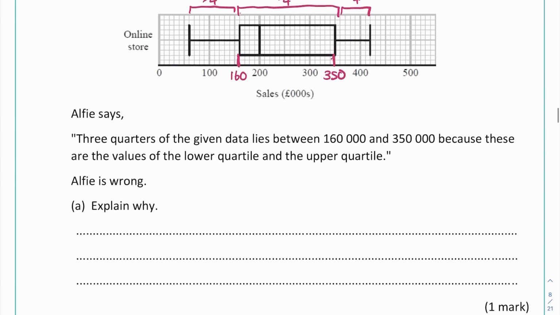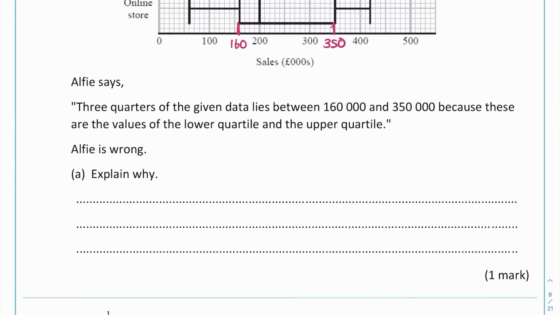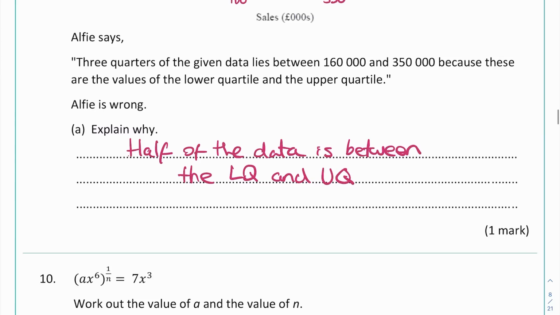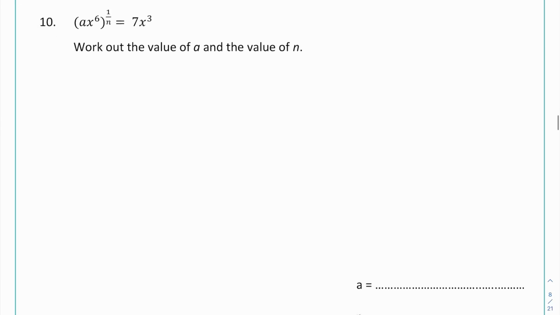So Alfie is wrong because half the data is between the quartiles. So we'd say something along those lines: half of the data is between, I'm going to write LQ for lower quartile and UQ for upper quartile. So there we go, half of the data is between the lower quartile and upper quartile, not 3/4. Okay, on to the next question.